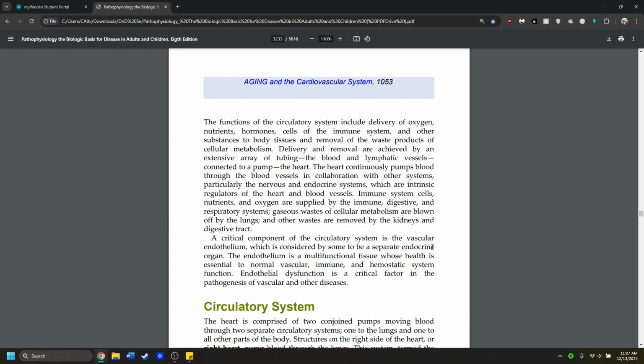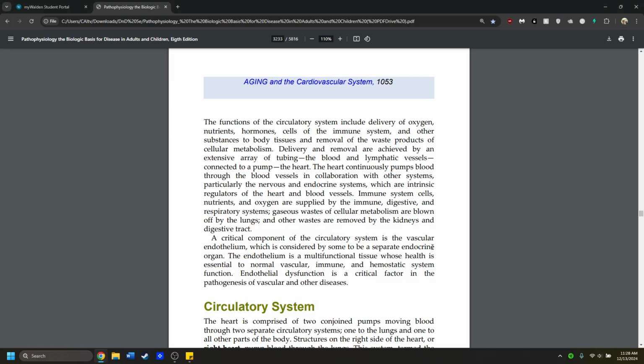The functions of the circulatory system include delivery of oxygen, nutrients, hormones, cells of the immune system, and other substances to body tissues, and removal of the waste products of cellular metabolism. Delivery and removal are achieved by an extensive array of tubing, the blood and lymphatic vessels, connected to a pump, the heart. The heart continuously pumps blood through the blood vessels in collaboration with other systems, particularly the nervous and endocrine systems, which are intrinsic regulators of the heart and blood vessels.